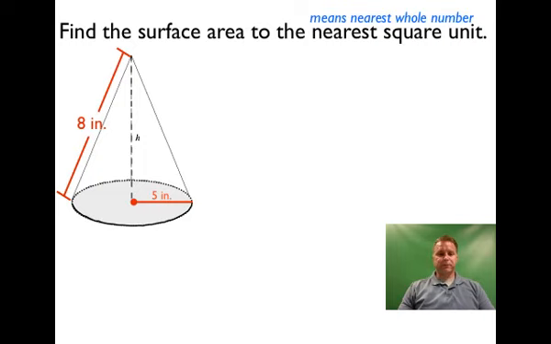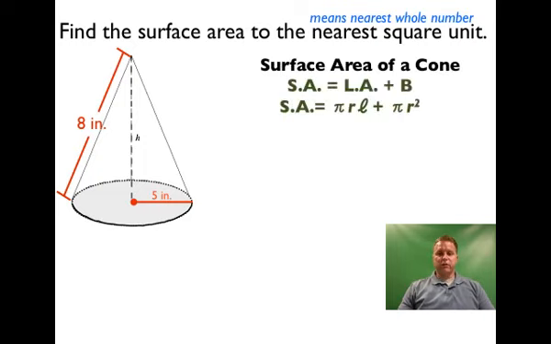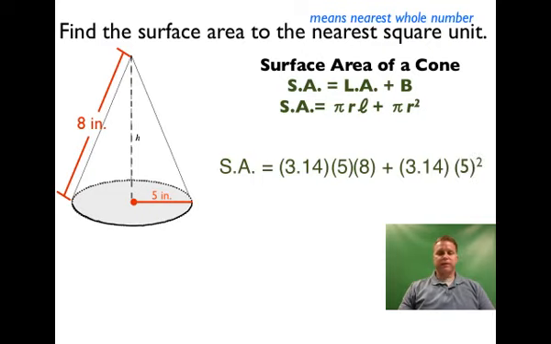Alright, so let's try that. Surface area of a cone. We have surface area is equal to the lateral area plus the base. In this case, the surface area is going to be equal to pi times r times L plus pi times r squared. So when you're doing a cone, that's the formula you want to use. Plug in the information that we have. We know that pi is 3.14. In this case, the r is 5. What's the slant height here? 8. Plus 3.14 again. What's r in this case? 5 squared.